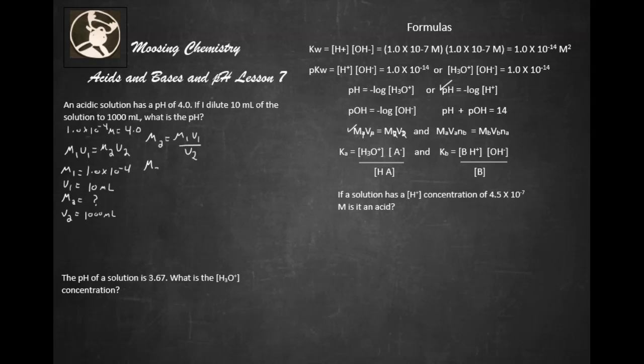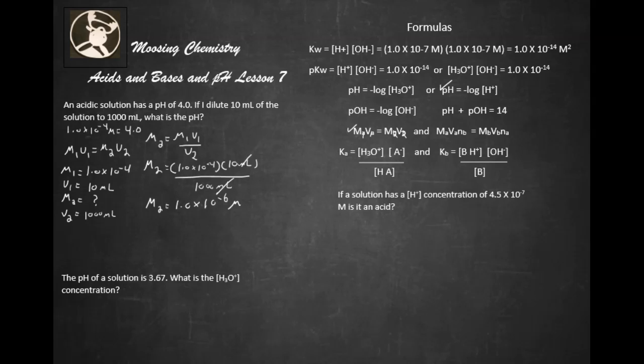So let's go and plug in our numbers. M2 equals 1.0 times 10 to the negative 4 times 10 milliliters, divided by our second volume, which is 1,000 milliliters. So our milliliters cancel out, and our M2 value, of course, is going to equal 1.0 times 10 to the negative 6 molarity.